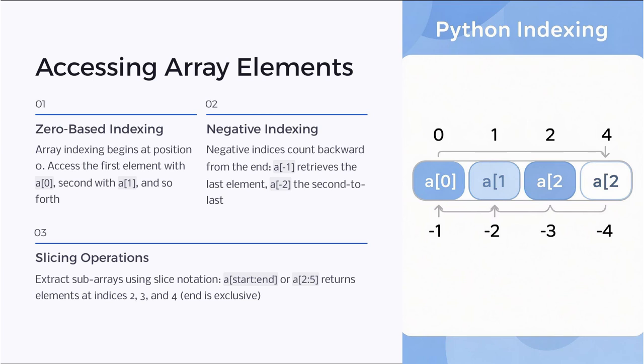Array elements are accessed using zero-based indexing, where a[0] retrieves the first element. Negative indexing allows access from the end, with a[-1] fetching the last element. Slicing operations, such as a[2:5], extract subarrays, returning elements at indices 2, 3, and 4, as the end index is exclusive.